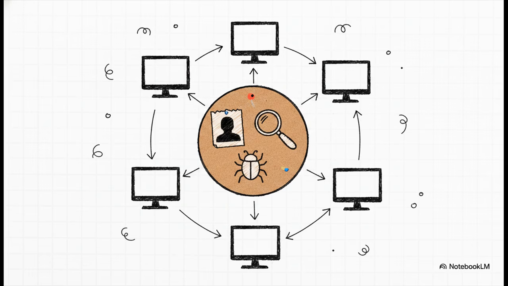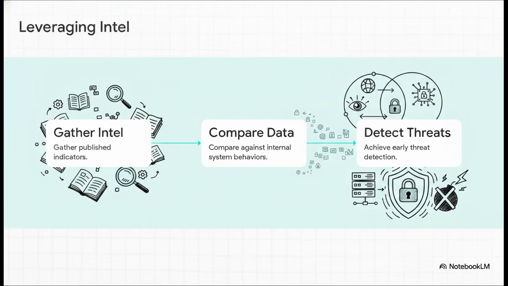When a new malware strain hits or some new attack vector is discovered, cybersecurity pros all over the globe share the specific indicators. We're talking IP addresses, file hashes, behavioral clues. They share it all so the rest of us can defend our own networks. Leveraging this community intelligence is actually a super straightforward 3-step process. First up, you gather those published indicators from the community. Second, you compare them directly against your own internal system behaviors. And third, you achieve early threat detection.